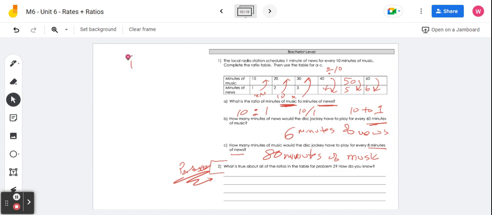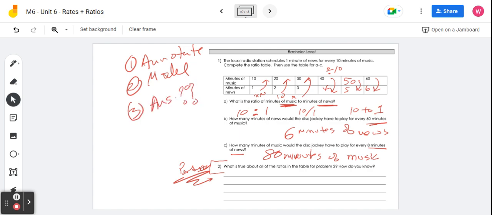Did we follow the 3 steps? Did we annotate? Did we fill our model? And then did we answer the question that we were asked? Cool. Alrighty, now in class, let's work on this.